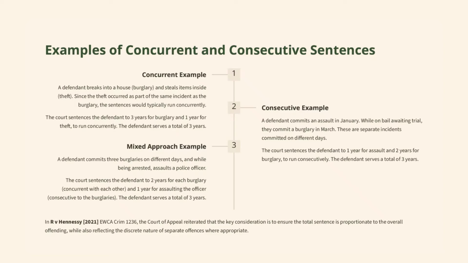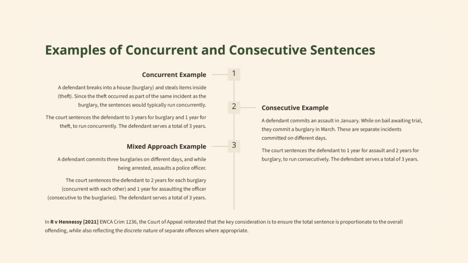And there's an example of a consecutive sentence. A defendant commits an assault in January. While on bail awaiting trial, they commit a burglary in March. These are separate instances committed on different days. The court sentences the defendant to 1 year for the assault and 2 years for the burglary to run consecutively. The defendant serves a total of 3 years.